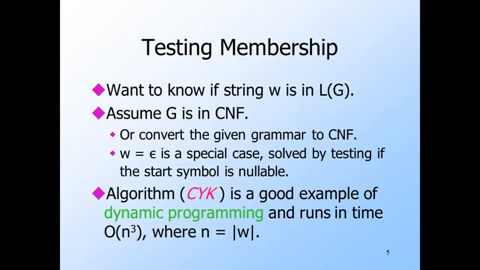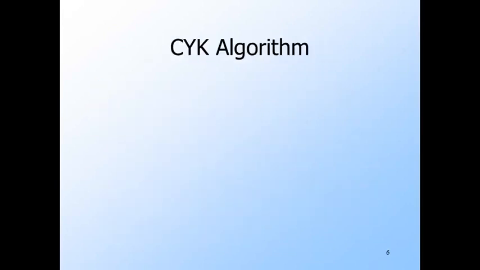Earley that also runs in time order n cubed, but on an unambiguous grammar, Earley's algorithm is faster, it's order n squared. However, the CYK algorithm is much simpler, and as I said, worth studying because it is a model for so many useful dynamic programming algorithms. So that is the one we're going to learn.